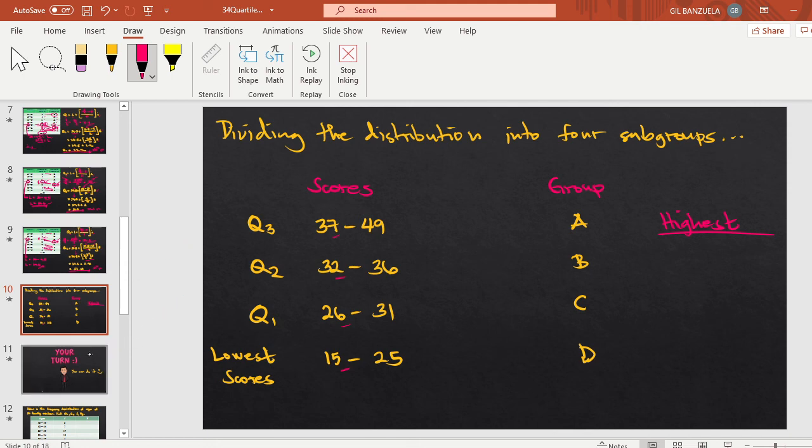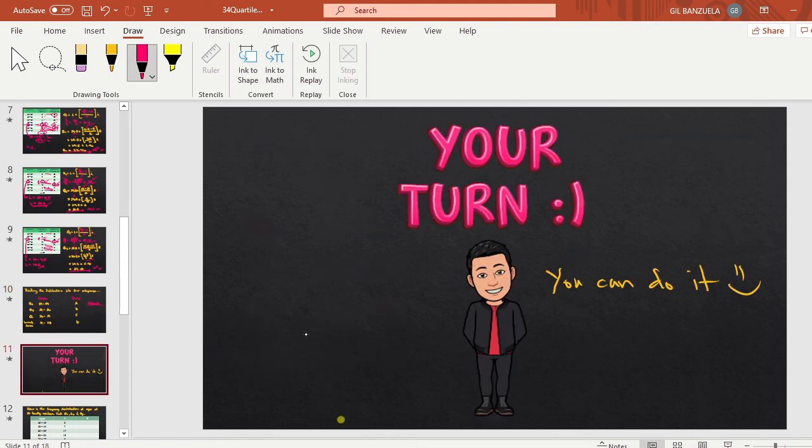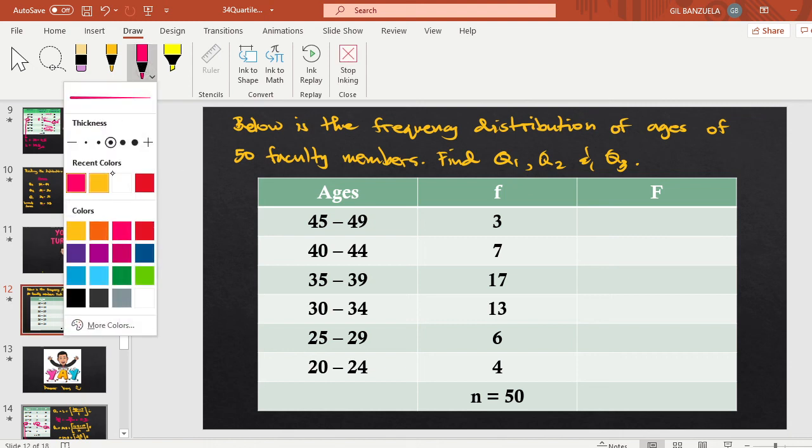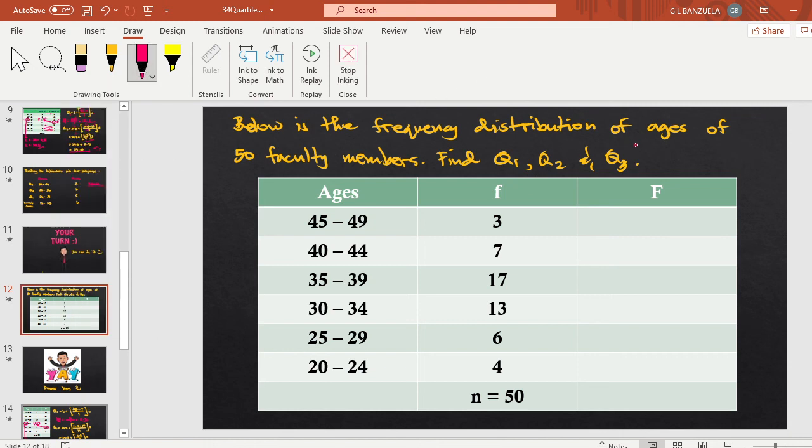Alright, so at this juncture, it's your turn, guys. Here is your problem. Below is the frequency distribution of ages of 50 faculty members. So let's find quartile 1, 2, and 3.